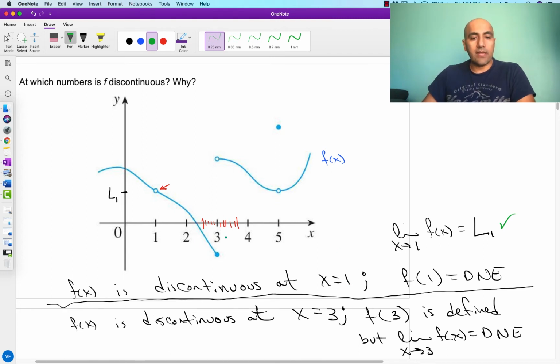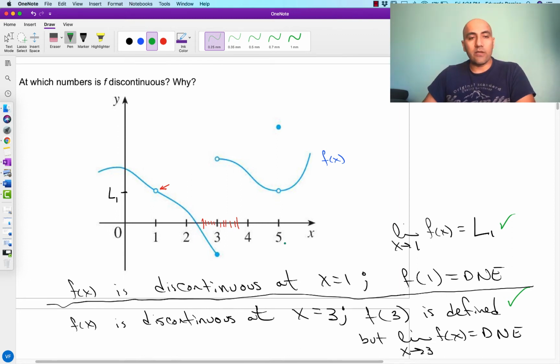On the other hand, when we analyze the case for x equals 3, the function is defined at x equals 3, right? That's why there's a solid dark circle there. That means that f of 3 is equal to this dark circle, so it was valid. It was defined. So that one was fine. However, the limit doesn't exist. The left limit does exist. The right limit does exist. But they equal different values. Therefore, the limit did not exist. And that's what the problem was. That's why there's a discontinuity at x equals 3.